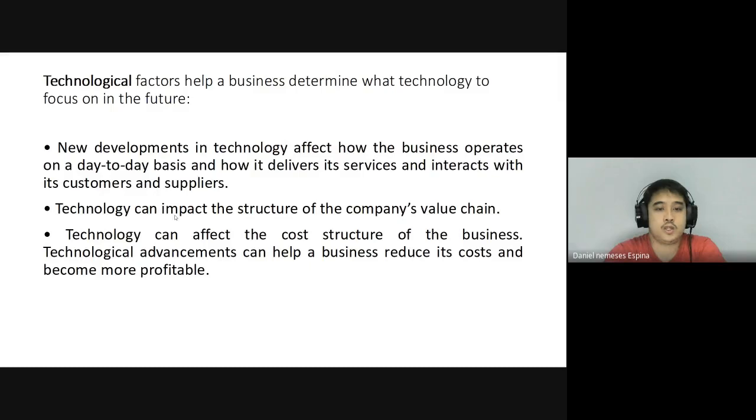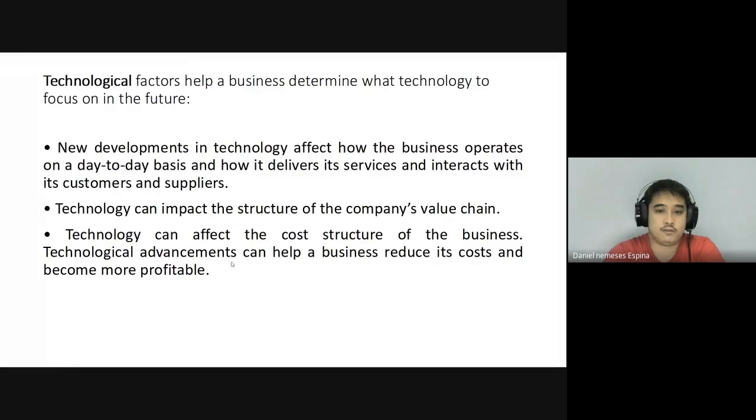Technology can impact the structure of the company's value chain. For example, if you want to buy raw materials or look for the cheapest raw materials, you can just search online, or if you want to look for customers, you can also search online.